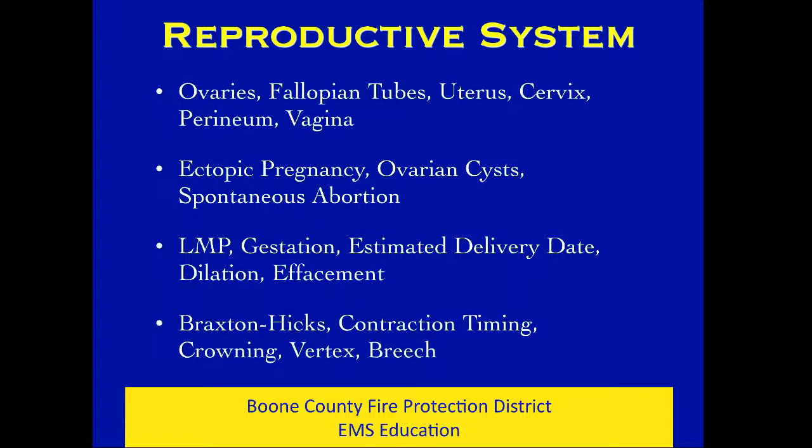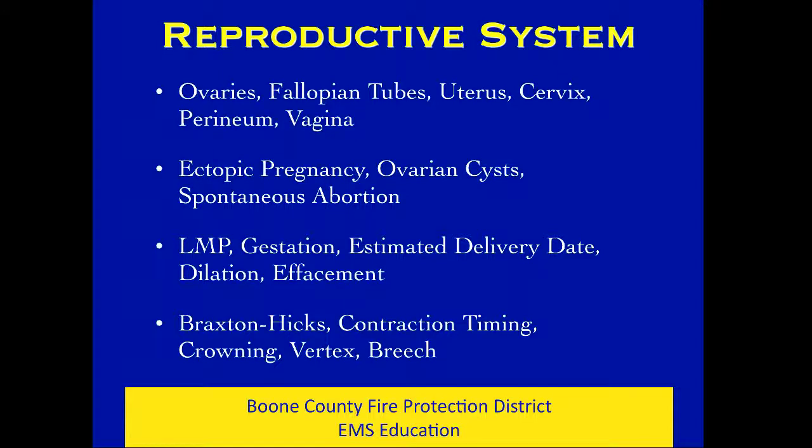There's some anatomy you need to understand and know and be clear on. What are the ovaries? What are fallopian tubes? Uterus, the cervix, what is the perineum? What happens when there's perineal tears? And then the vagina also is part of the anatomy stuff we're talking about here.